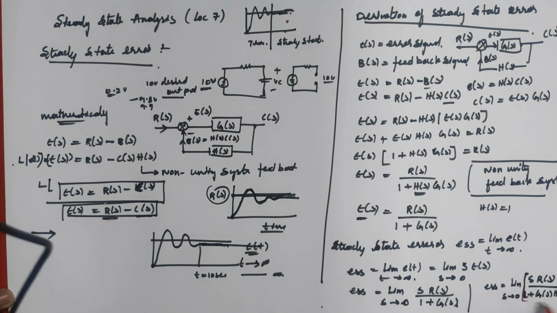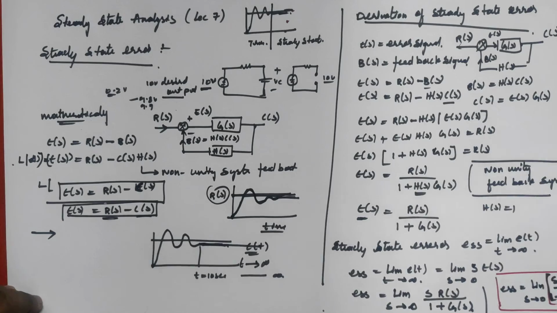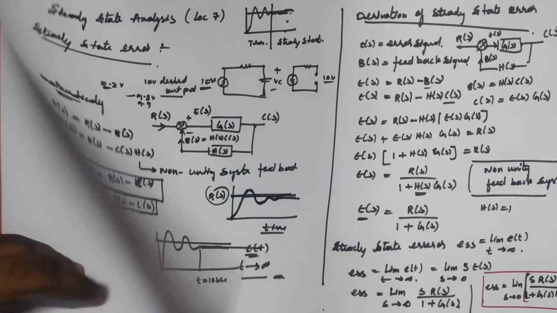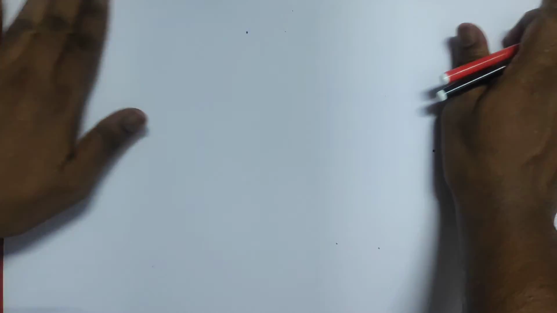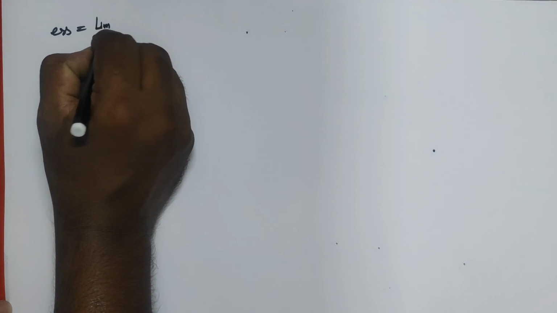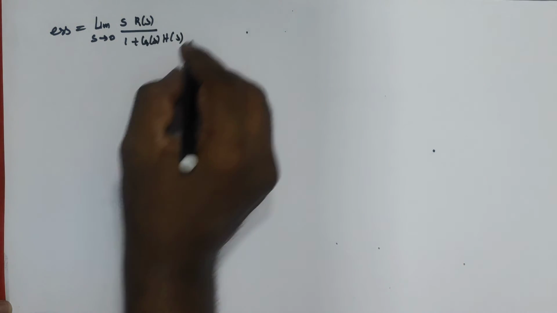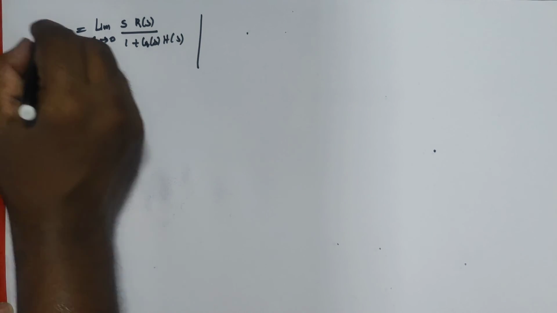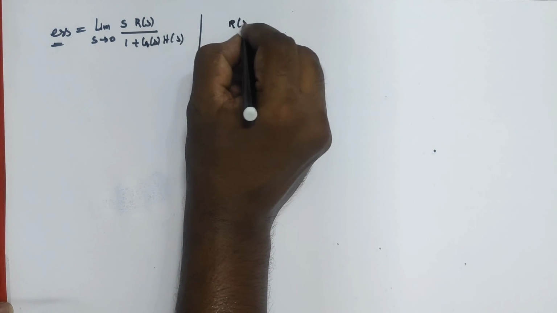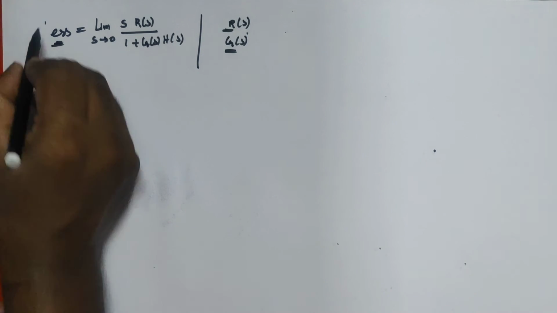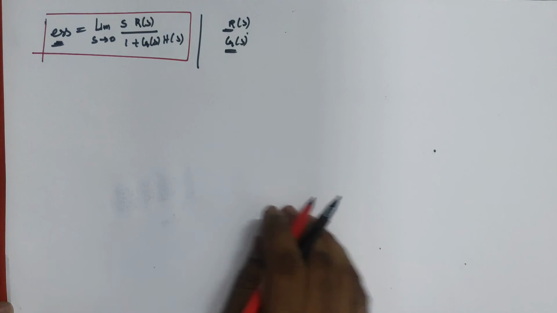This is for non-unity feedback. So if anyone gives you the input, now in your hand you have the steady state error value. The steady state error in time domain is limit of s tends to 0, s into R(s) by 1 plus G(s) into H(s). To find the error, we need only the input and the system. If we have the system and the input, we can find the steady state error with this simple equation, for a non-unity feedback system. That is the main thing.